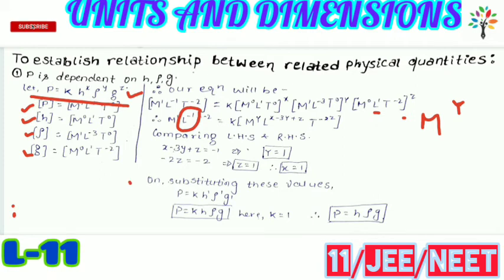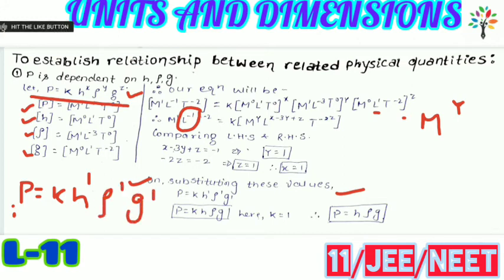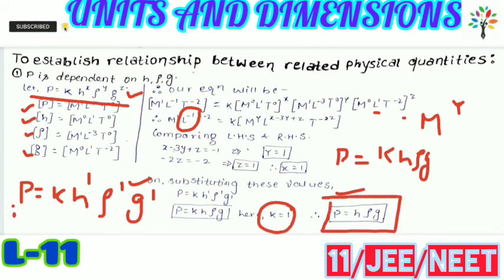So on substituting these values in the equation, P is equal to K, H raised to power x means H raised to power 1, rho raised to power y means rho raised to power 1, and g raised to power z means g raised to power 1. So it will be P is equal to K H rho g. Let us suppose K is equal to 1, then our equation will be simply P is equal to H rho g. In this manner, we may establish a relation between H, rho and g. So this is another use of dimensional analysis. I hope this is clear. We will meet in the next lecture. Thanks for that.